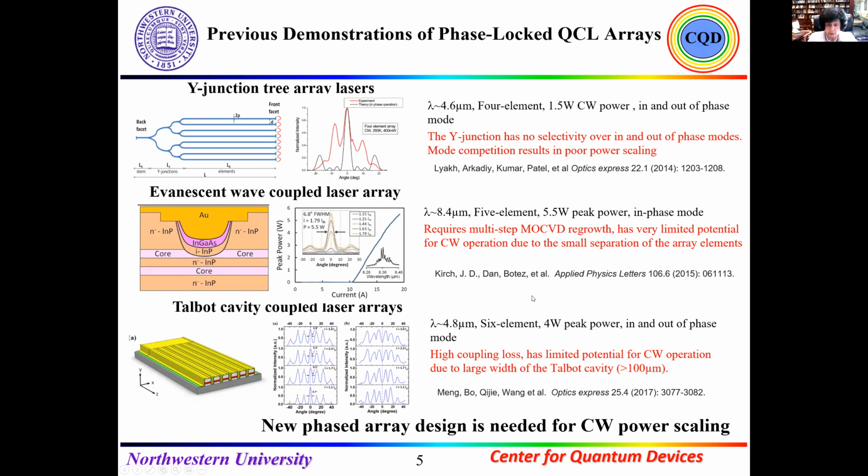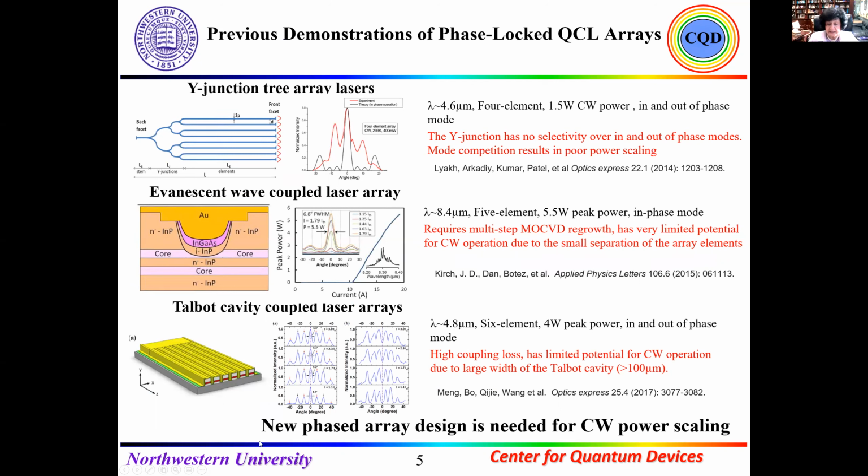from Dambote's group. And the Talbot cavity coupled laser arrays at 4.6 micron with 6 elements gave 4 watt peak power in and out of phase mode, but the problem is that high coupling loss has limited potential for continuous wave operation, and due to the large width of the Talbot cavity it gives only more than 100 milliwatt. That was published in 2017.